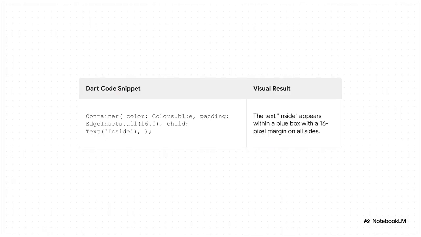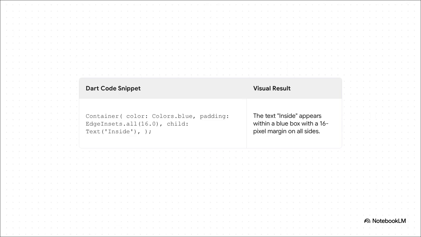Let's look at a real example. See this? We have a text widget that says inside, but we've wrapped it in a container. And look what we did to the container. We gave it a color of blue, we gave it some padding, that's the empty space, of 16 pixels all around, and we told it that its child, the thing inside the box, is our text widget. So the container isn't visible on its own, but it totally changes how its child looks.